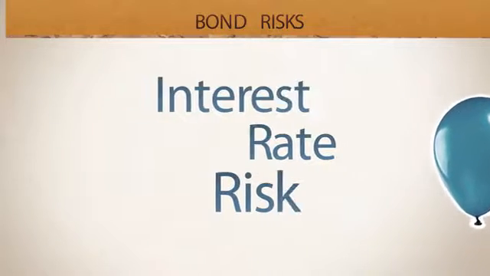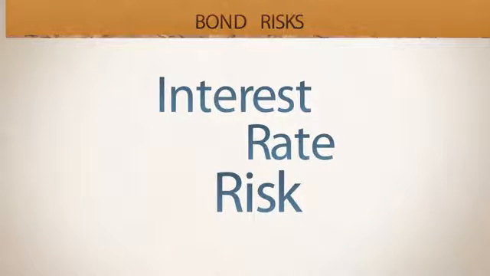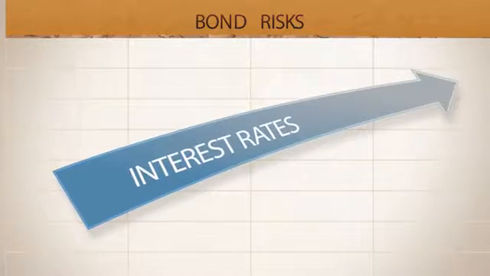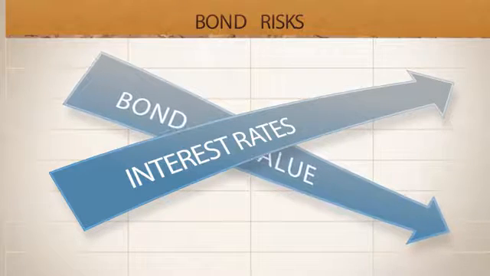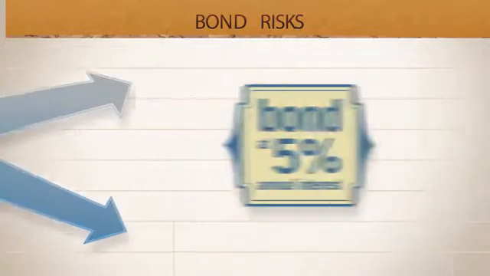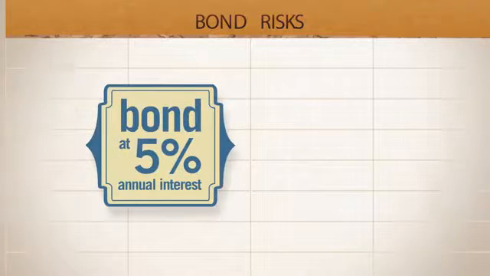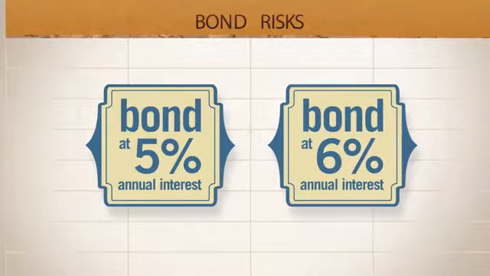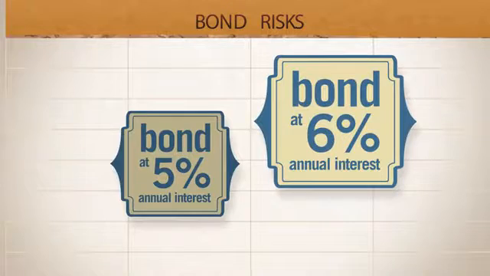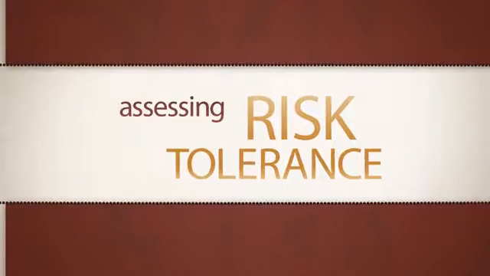Finally, bonds are subject to interest rate risk. Generally, bond values move in the opposite direction of interest rates. In other words, when interest rates rise, the market value of all outstanding bonds typically falls. That's because a bond issued yesterday with a 5% yield is worth less to a potential buyer than a bond issued today at 6%. Assessing your risk tolerance is a major consideration of a sound investment strategy.